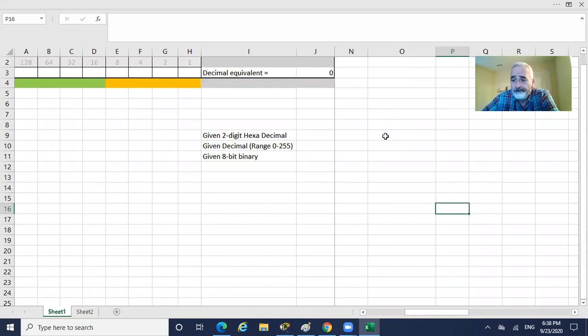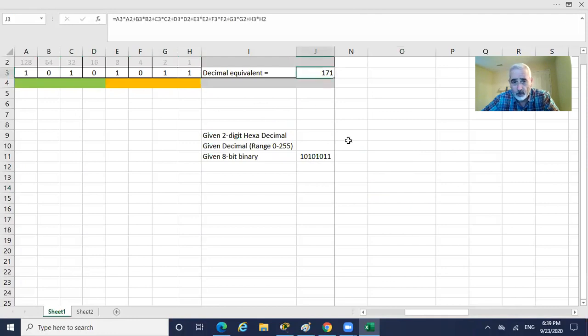First, I want to convert an 8-bit binary number to its decimal equivalent. Let's say that the binary number that I have is 10101011. So that's the 8-bit number that I have. In order to convert it, I write it in that formula. Right there, the calculator gives me the value, 171. But let me show you how to calculate it.